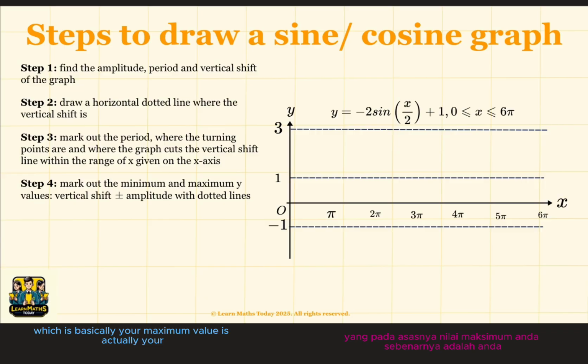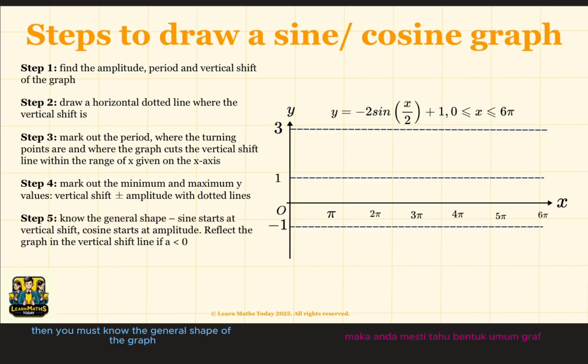Next, you mark out the minimum and the maximum y value, right? Which is basically your maximum value is actually your vertical shift plus your amplitude. So in this case, vertical shift is 1, amplitude is 2, so maximum is 1 plus 2. Then minimum is actually vertical shift minus amplitude, which is 1 minus 2, so you get minus 1, right? So 3 is where your maximum is, and minus 1 is where your minimum is. Then this dotted line is your vertical shift line.